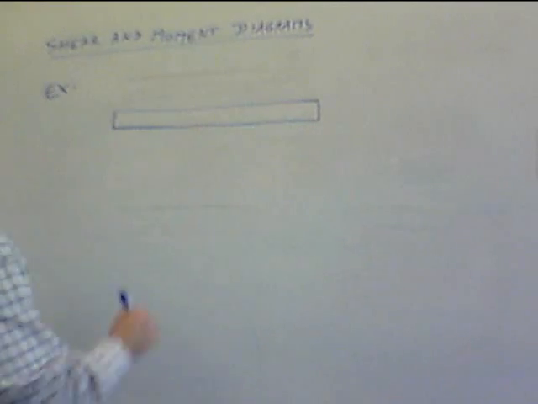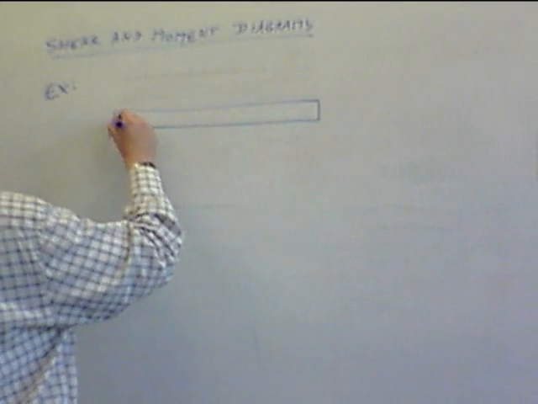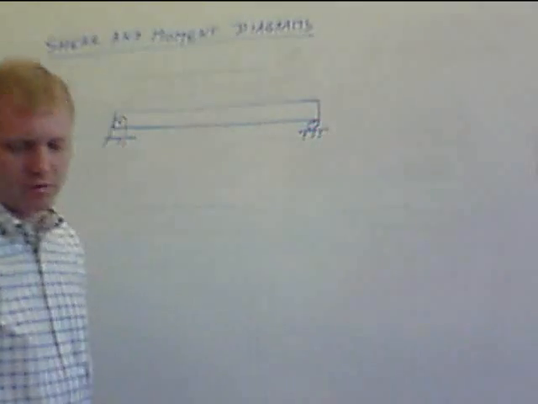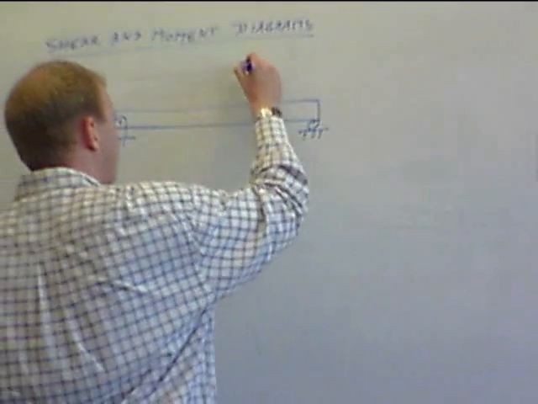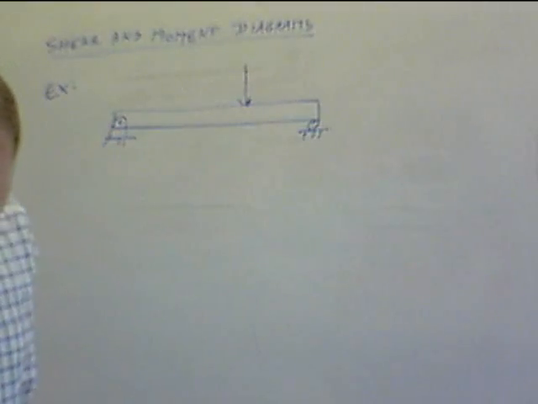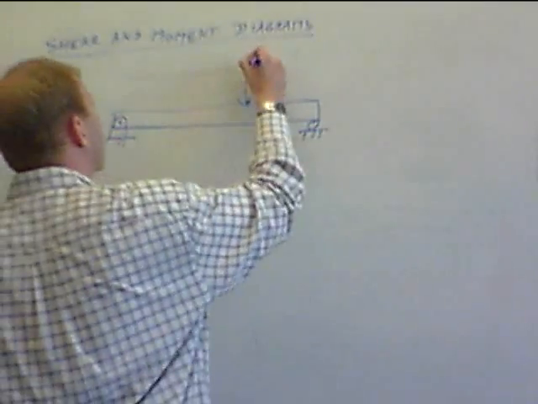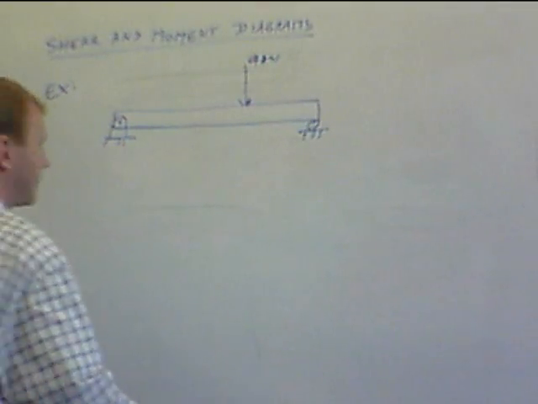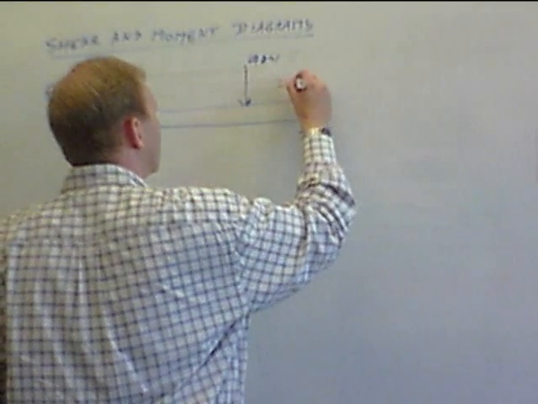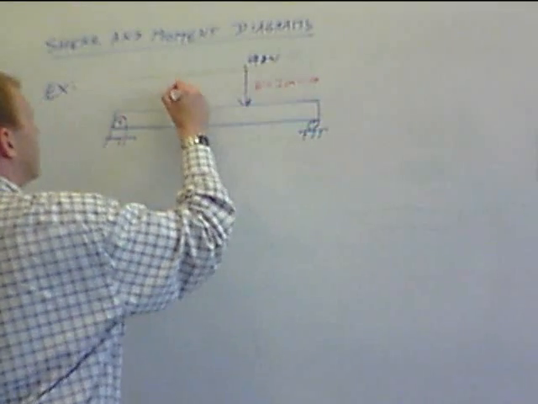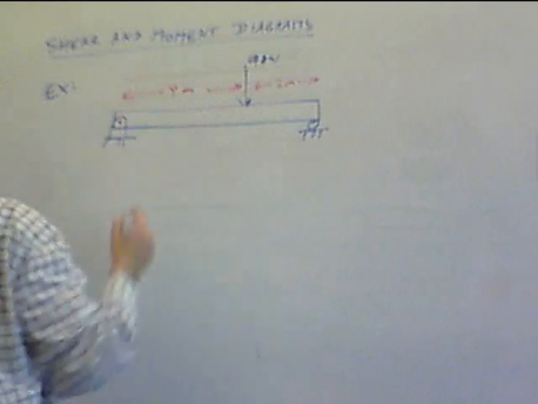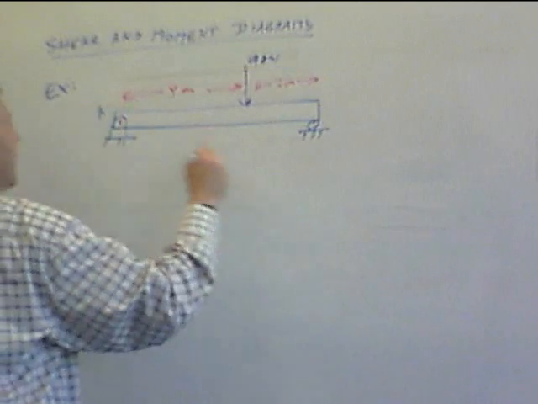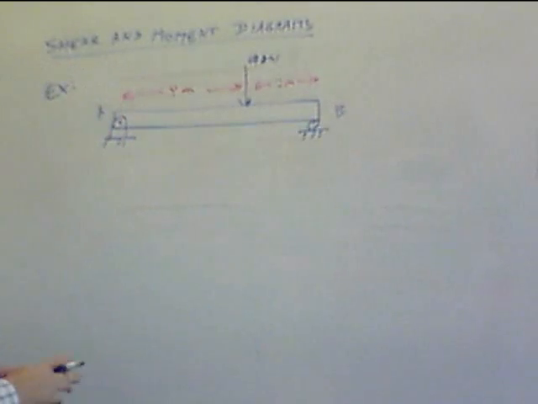It's going to be the same sort of setup where we have a pin and a roller, and we're just going to put one force in here. Just try and make things a little easier. We'll make that 9 kilonewtons. Dimensions: 2 meters, 4 meters, points A, B, just for the sake of things.